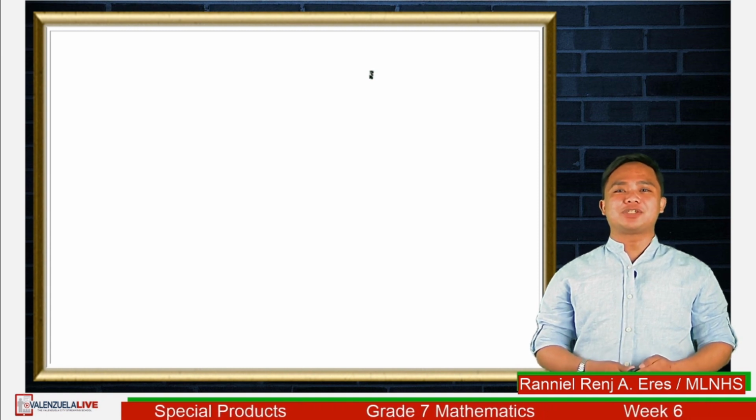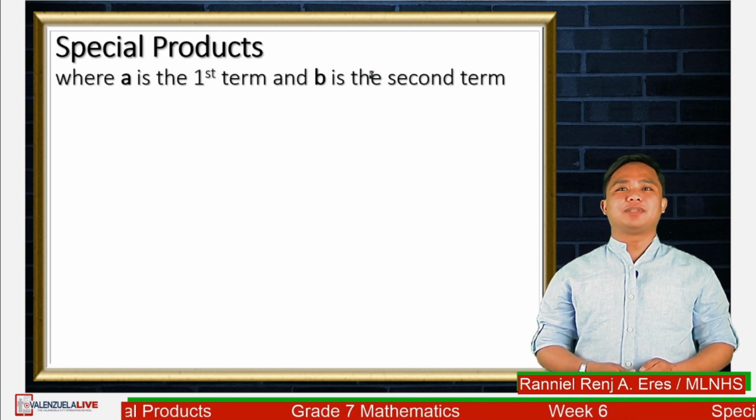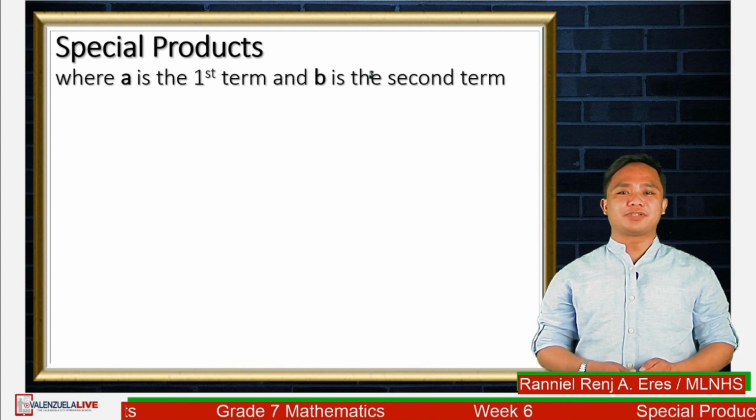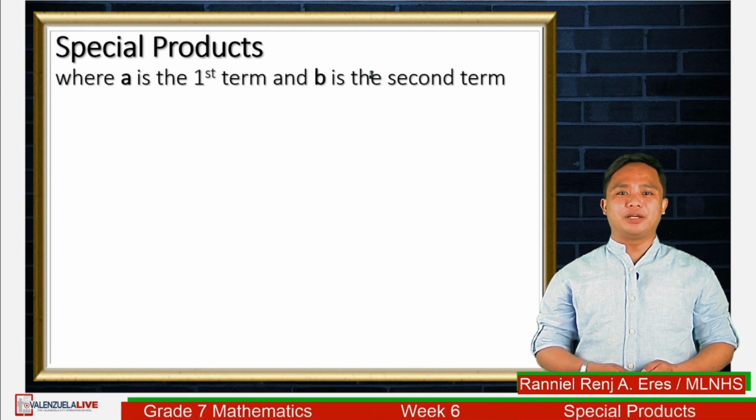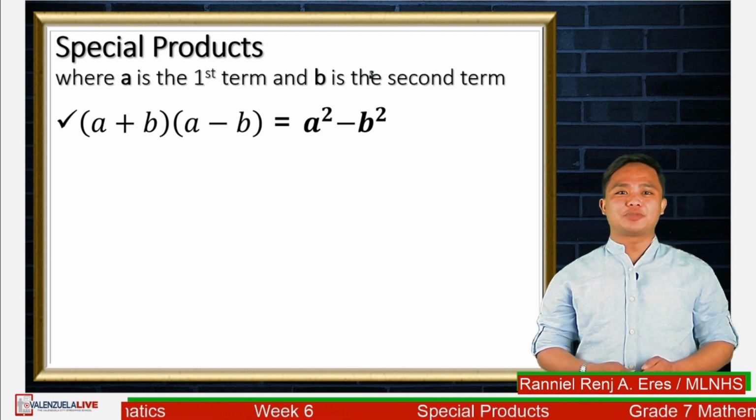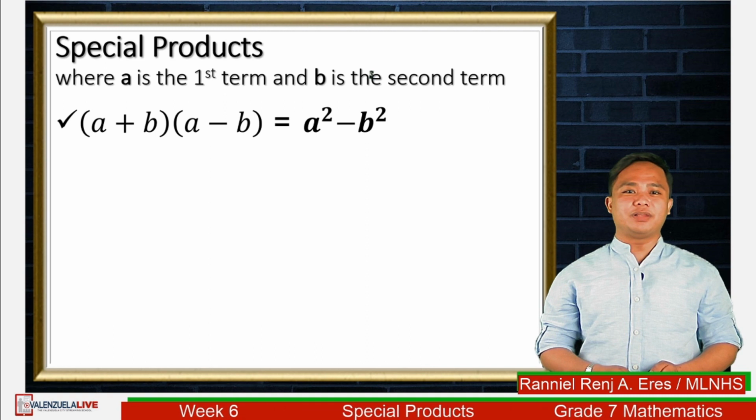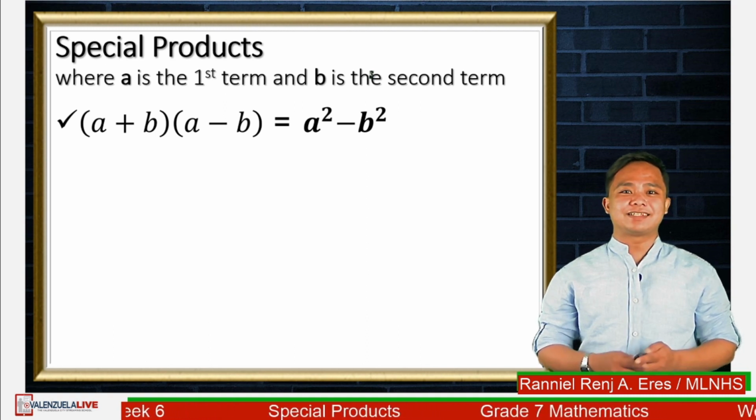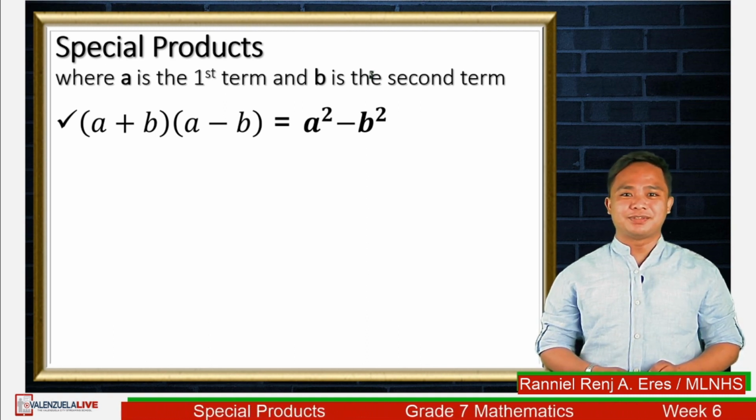To sum up the important points of our today's live streaming session, special products where A is the first term and B is the second term here. We have A plus B times A minus B. The answer is A squared minus B squared. It is the sum and difference of two terms.